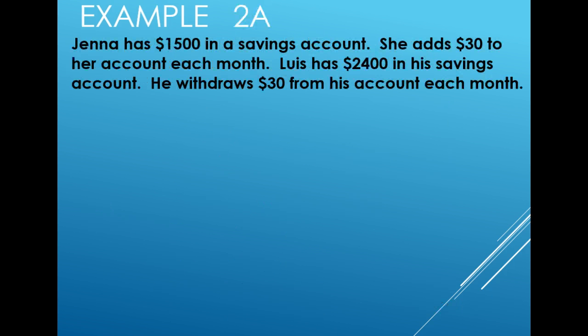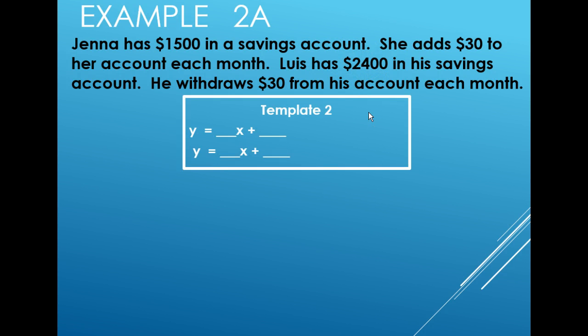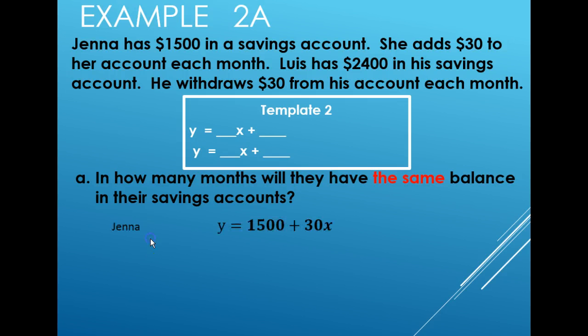Okay, the next type of problem, and the next example type, is involving money again, but this time we have two different situations involving the exact same thing. We're going to call this template 2. Template 2 is simply writing a y equals mx plus b formula for both situations. We're going to write one for Jenna. Jenna's equation looks like this.